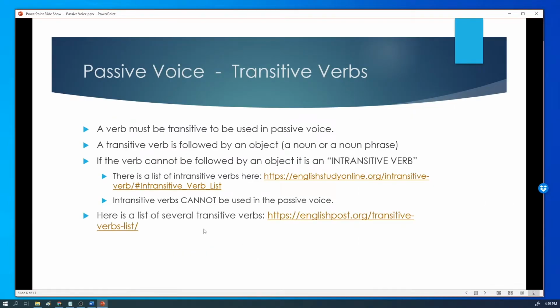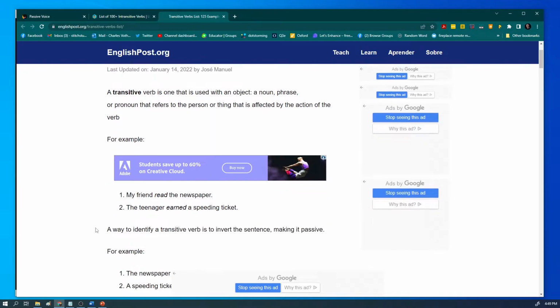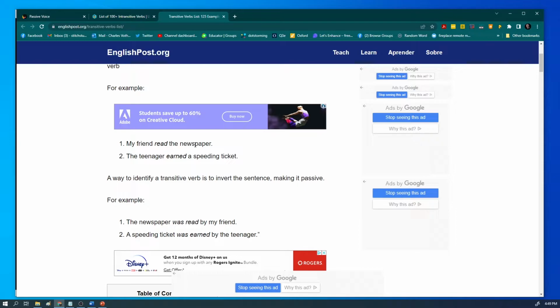So here is a list of transitive verbs. This link is in the description on the YouTube page below the video. So let me just look at these with you. Okay, so for example here, my friend read the newspaper. So read is the past of to read, and the subject is my friend, and the object is the newspaper.